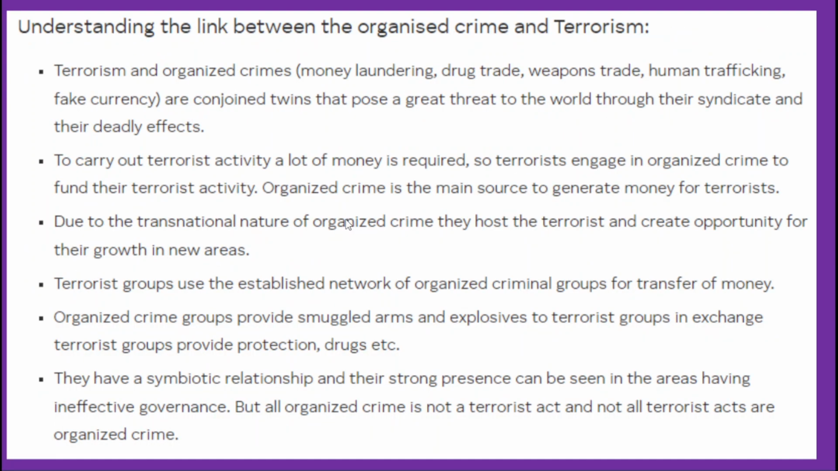Okay, now in this context, please understand the link between organized crime and terrorism. Firstly, terrorism and organized crimes. Organized crimes generally involve money laundering, drug trafficking or drug trade, weapons trade, human trafficking or fake currency. These crimes are categorized as organized crimes and they are conjoined twins. Terrorism and organized crimes are actually considered conjoined twins. They usually pose a great threat for the world through their syndicate and other deadly effects. Okay, so this is the first point.